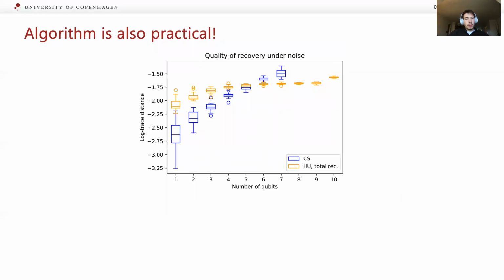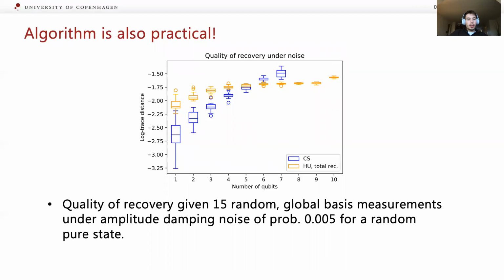And as I mentioned before, the algorithm is also practical. So here we see the performance of the algorithm for random states on 15 random global basis measurements. So we are allowed to measure 15 random bases. The blue line corresponds to compressed sensing. The orange one is our algorithm, which we call Hamiltonian updates. And here we also added amplitude damping to the measurement outcomes with probability 0.005. And we set our recovery to be of order 0.01, that is 10 to the minus 2.